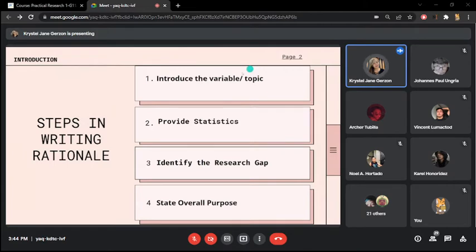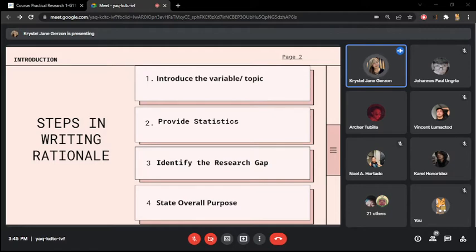So introduce it. Then provide statistics. Statistics would serve as your evidence that the problem is really existing, not only in isolated places, but also in different places around the globe or in other parts of the Philippines. Later on, we'll be talking more about this. But again, one of the most important elements that you can put in your rationale is the statistics. This is what your panelists and even your future readers will keep looking for. So don't ever forget to put statistics.